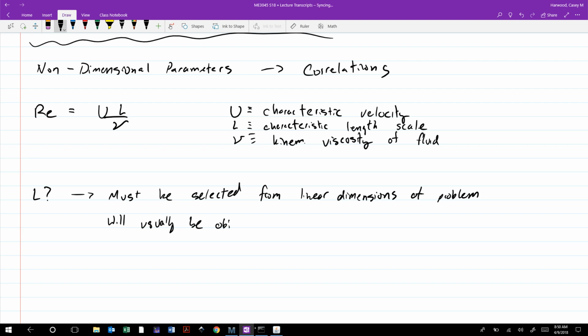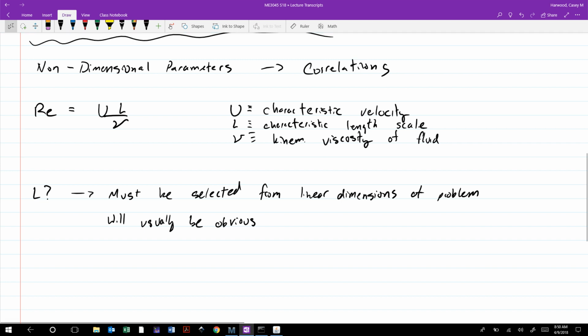Okay, I'm not going to make you hunt down or spend a lot of time pondering what to use for L. Usually, you'll be given one linear dimension that's dominant, and it'll be stressed to you that that's the one you should use, like the length and width of a plate. Okay.